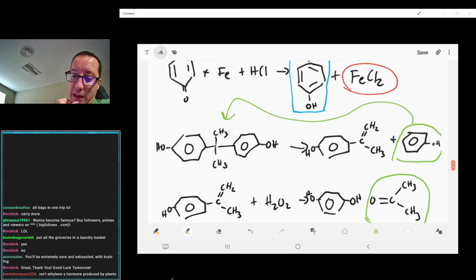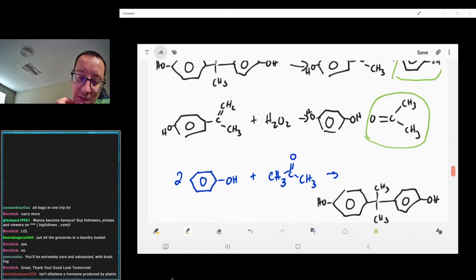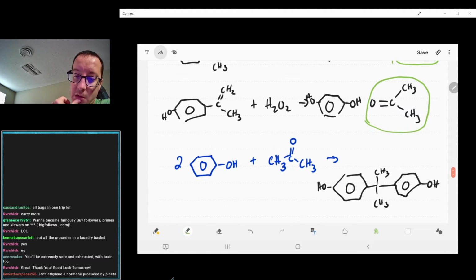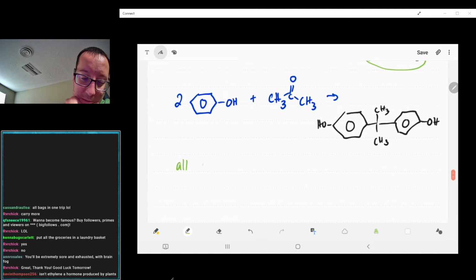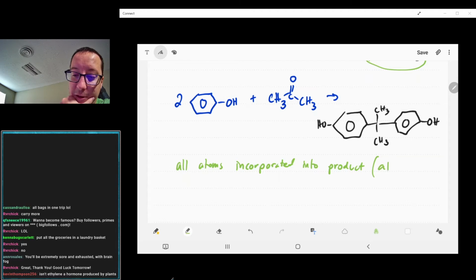So let's take a look at how this is a better synthesis. Of course, first off, all of the atoms are incorporated into product. That's the atom economy. And the ones that aren't incorporated into the product are made back into the starting material. So we're okay with that.